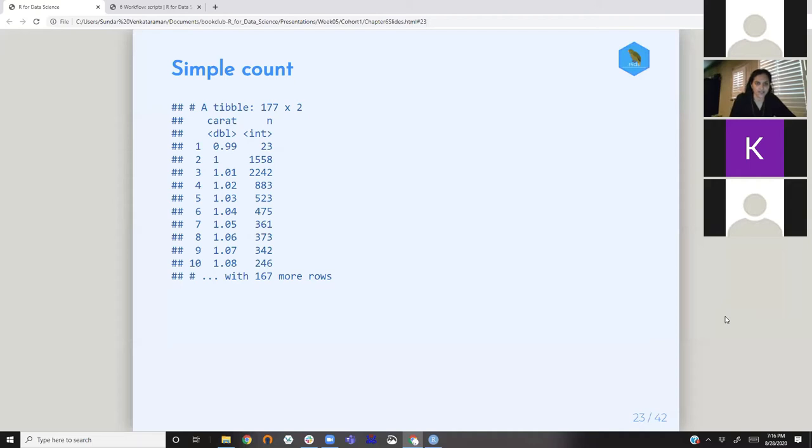Of course, there are 167 more rows, and I haven't ordered it, so I'm not sure if that's the maximum, but in this particular snapshot, those are the maximum counts. So it doesn't have to be just graphing. You could also just do straight counts and get a feel for what you're looking at.